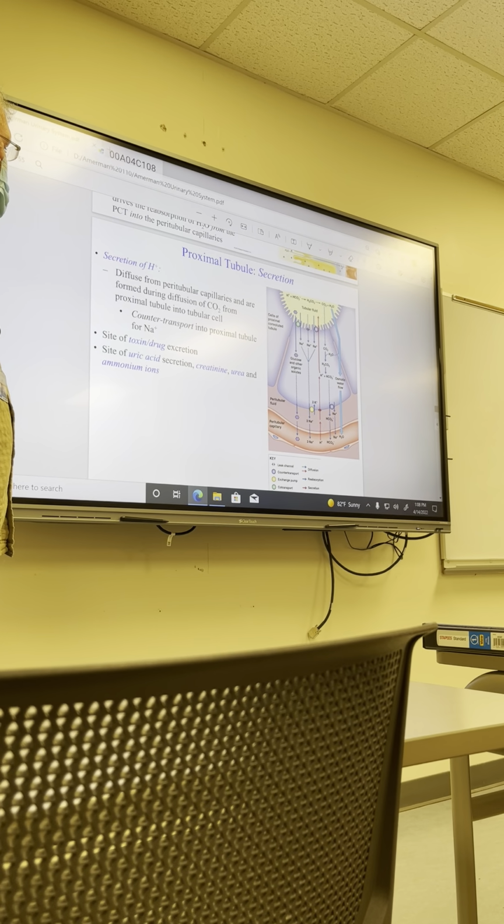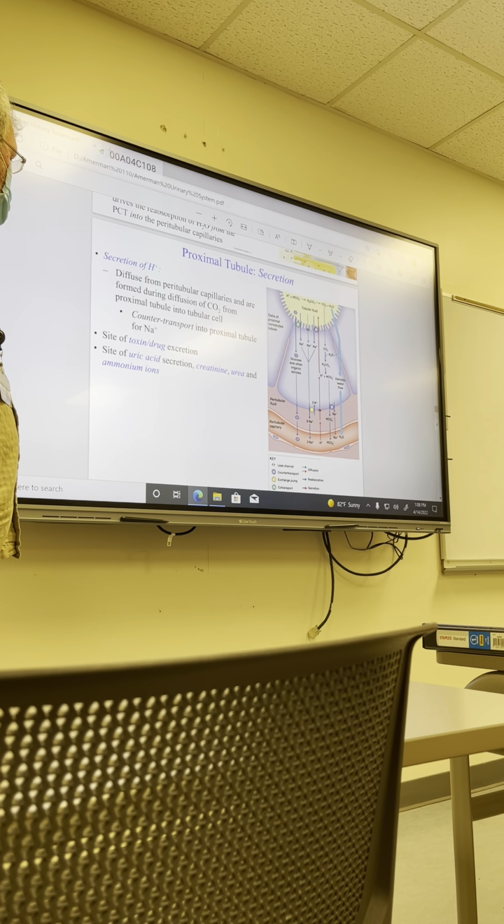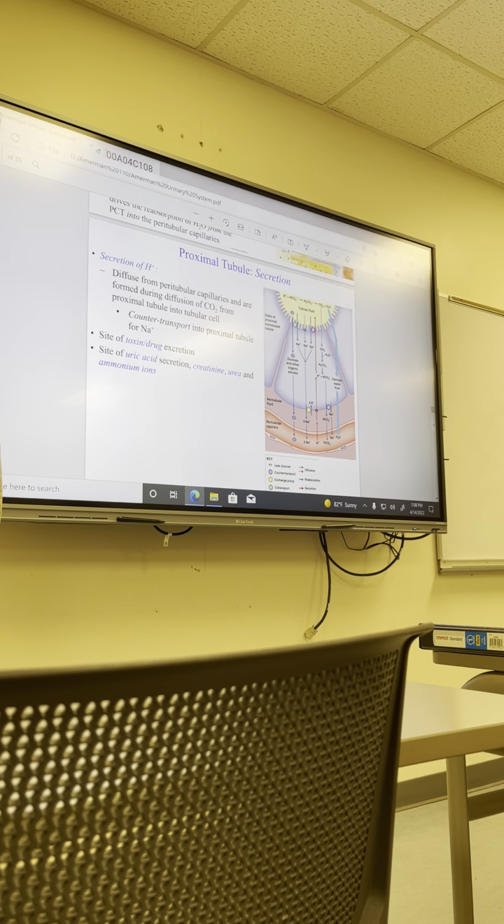From here, this is also a site where we have some drug excretion going on. And we're going to be secreting a lot of our nitrogen wastes. Can you tell me a little bit about these nitrogen wastes? Can you tell me where creatine comes from? Muscles. Creatine comes from muscle.